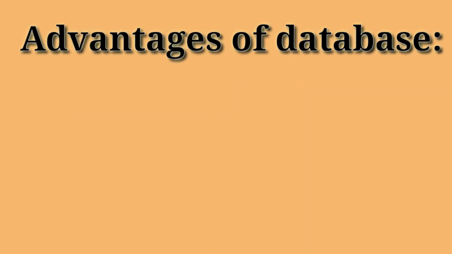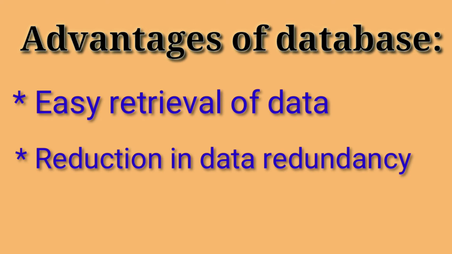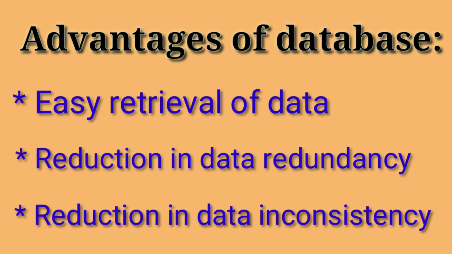Some advantages of a database are: first, easy retrieval of data. Means data can be easily retrieved. That means data can be easily obtained from the tables. Second, reduction in data redundancy. Means data duplicacy is reduced. Reduction in data inconsistency. The data is consistent. So there is a reduction in data inconsistency.